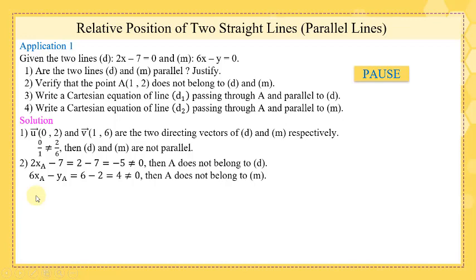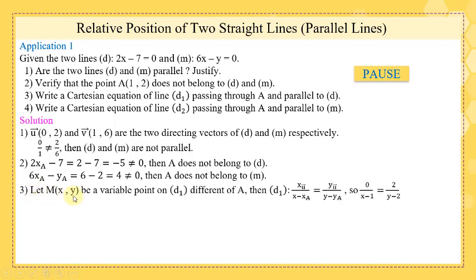As for part 3, let M(x, y) be a variable point on line D1, different from A. Then the equation of line D1 is given by x of vector u over x minus xA is equal to y of vector u over y minus yA. We continue and we get the equation of line D1, 2x minus 2 is equal to 0.